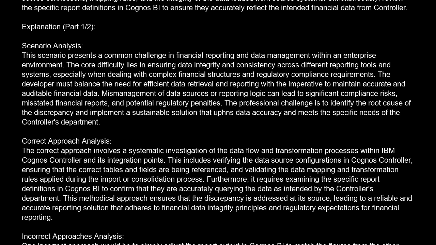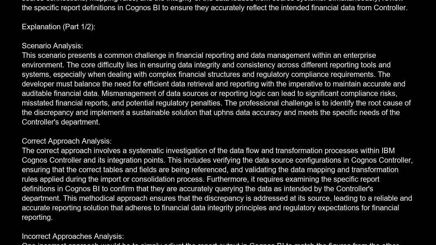Explanation. Scenario analysis. This scenario presents a common challenge in financial reporting and data management within an enterprise environment. The core difficulty lies in ensuring data integrity and consistency across different reporting tools and systems, especially when dealing with complex financial structures and regulatory compliance requirements.